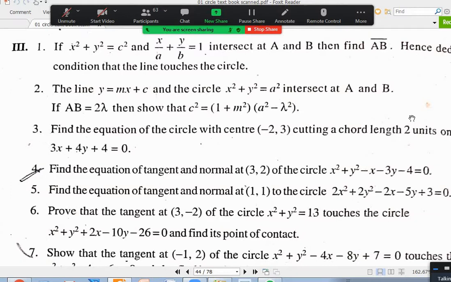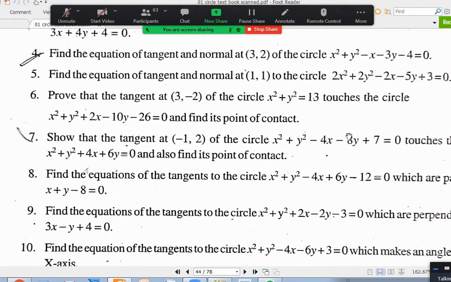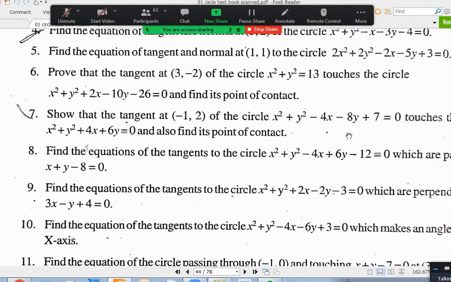Okay, section 3, first 5 questions. Anybody any doubt? No doubt. Questions 6 to 10 on the screen. Anybody any doubt? No doubt. In the 10th question, how many answers will come?